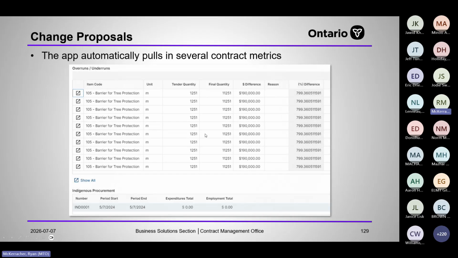And then it pulls in the overruns and underruns. So these are the ones that are, what is it, 15% and $50,000 more or less than the original tender quantity, it'll calculate the percent difference for you and pull them all in. It also does indigenous procurement, as the new PCR document includes indigenous procurement on it as well.